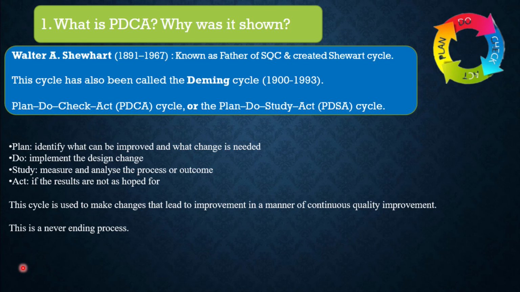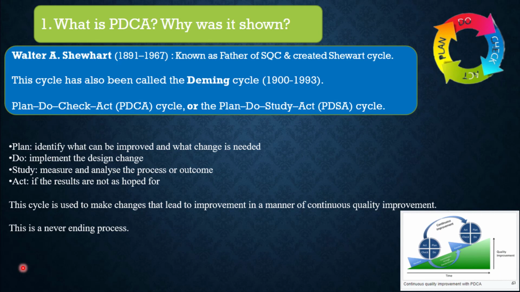Similarly, designer also, he cannot do design at one shot the perfect design where it will not have any issue in the die manufacturing and die maintenance during the production. So that was the reason I was keeping the PDCA cycle in all the presentation. This cycle is used to make changes that lead to improvement in a manner of continuous quality improvement, and this is never ending process. So PDCA cycle is never ending process, as you know.